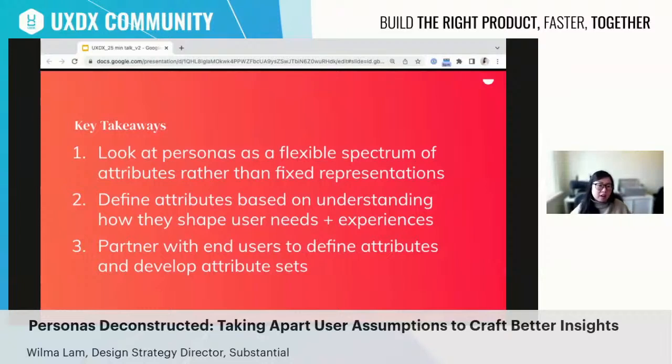So 1, try looking at personas as a flexible spectrum of attributes rather than fixed representations that are always true. Number two, define the spectrum of attributes based on deeply understanding how they actually shape user needs and experiences. And how you do that is item three, which is you partner with end users to really define, develop, and refine attribute sets. So this is perhaps the most important to ensure that these are accurate reflections of user needs and experiences, and to ensure that your product team has a clear understanding of what they're solving against, and that fully captures intersectional contextual needs and experiences for the variety of end users that you may need to consider.